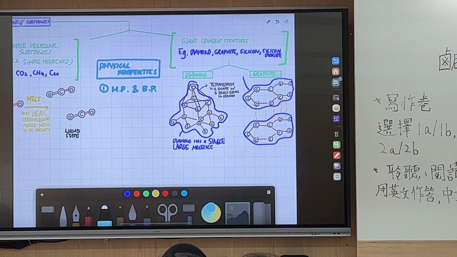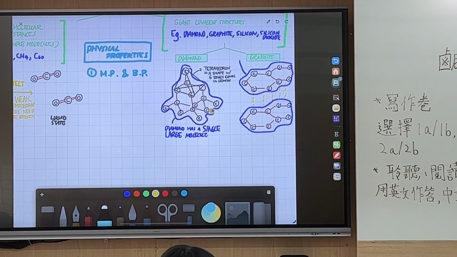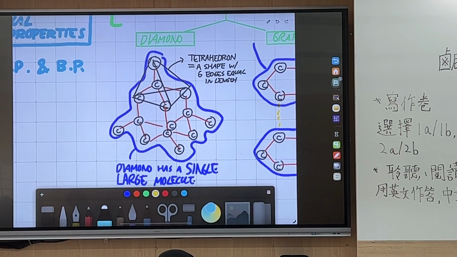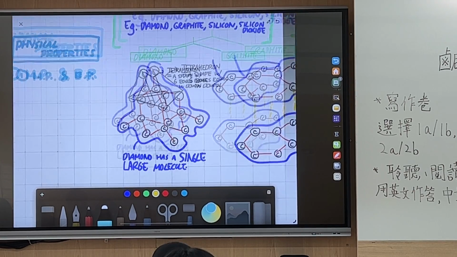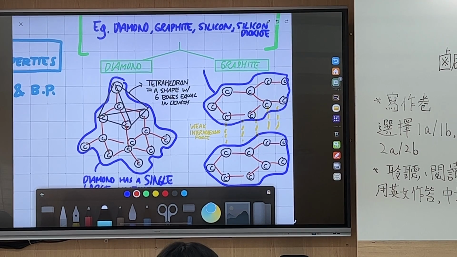So you can say in this regard, can you see that the graphite is quite similar to the simple molecular substance? It is more similar to simple molecular substance than it is to diamond, if you ask me. Because do you see any yellow thing in diamond? No. No intermolecular force in diamond. But you see the yellow weak intermolecular force between layers. Yeah, and you will have these strong covalent bonds within layers. So these are strong covalent bonds.